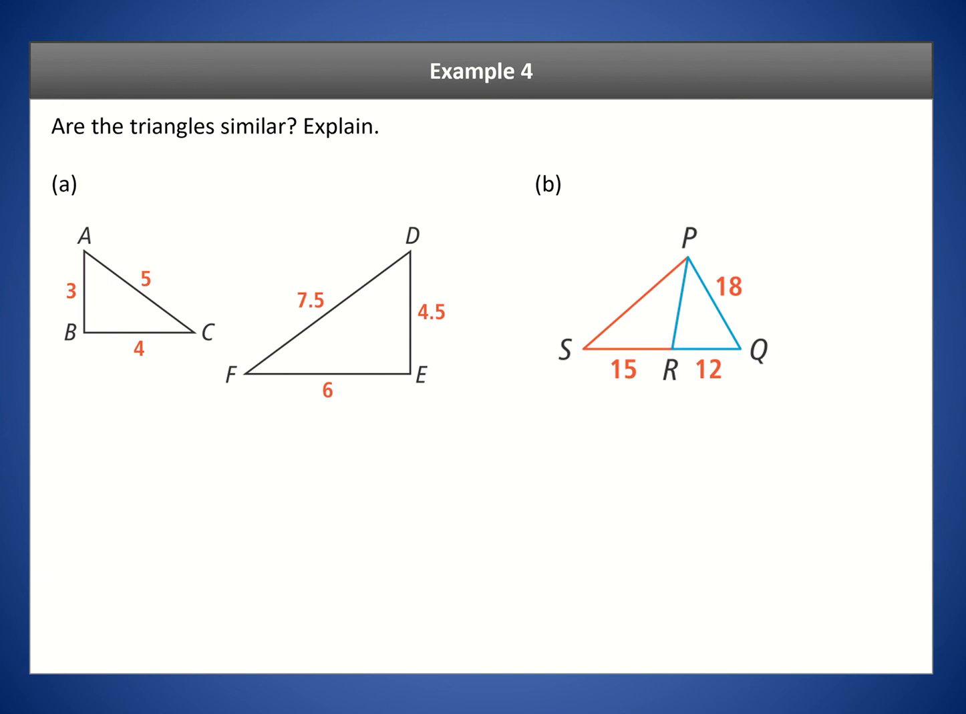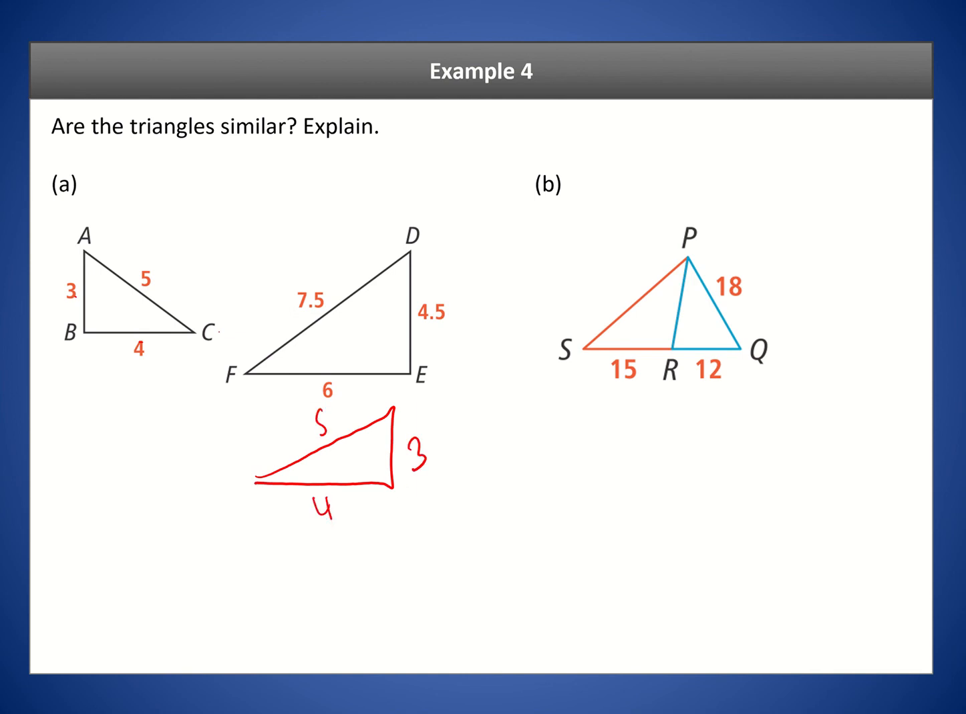For example 4, we're trying to determine which theorem to use to show that the triangles are similar. So obviously it looks like we're going to use SSS for part A, but we want to determine if SSS works. So if I were to take this triangle and reflect it about this line, then I would get a triangle that looks like this, and we can see that they line up very well with each other.